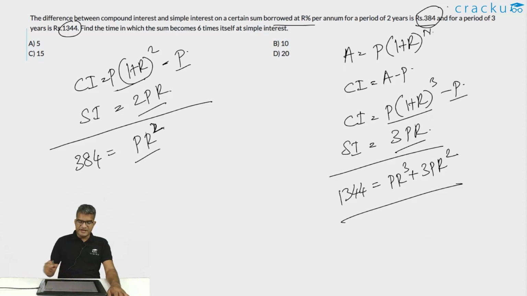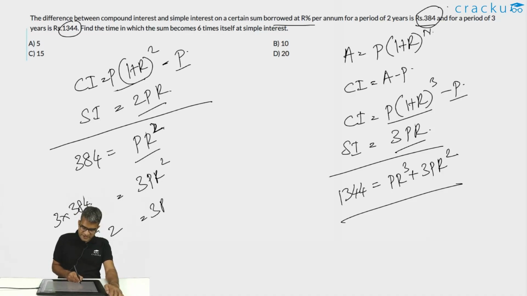We know the value of pr square, that is 384. So what is the value of 3pr square? This is equal to 3 into 384. What is the value of 3 into 384? This is 1152. This is equal to 3pr square. So the value of pr cube can be calculated. The value of pr cube is equal to 1344 minus 1152, which is equal to 192.